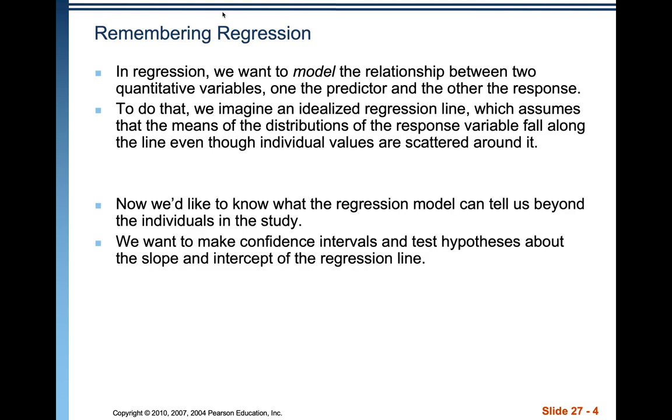In regression, we want to model the relationship between two quantitative variables, one the predictor and the other the response. To do that, we imagine an idealized regression line, which assumes that the means of the distributions of the response variable fall along the line, even though individual values are scattered around it. Now we'd like to know what the regression model can tell us beyond the individuals in the study. We want to make confidence intervals and test hypotheses about the slope and intercept of the regression line.